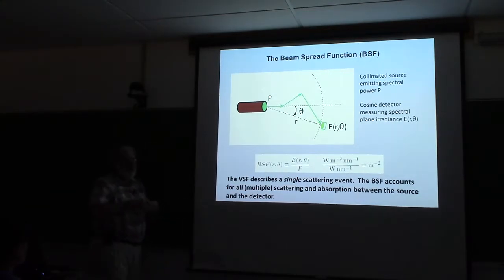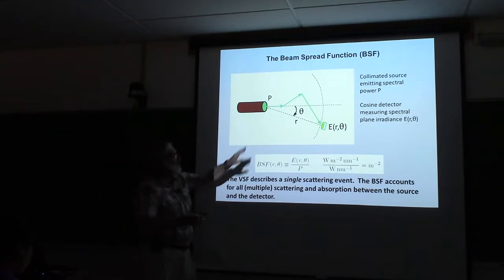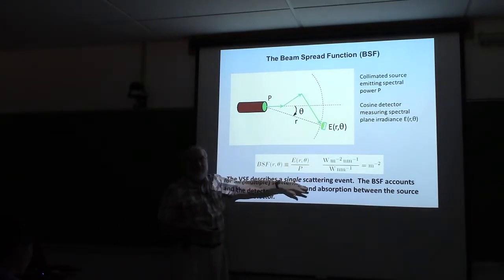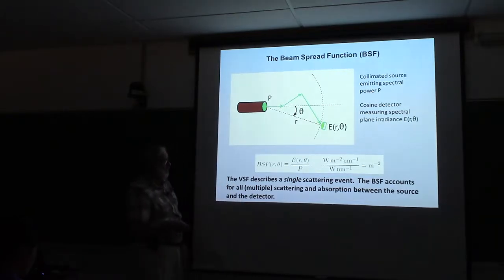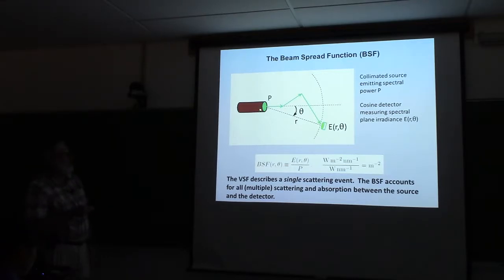So it's a description. It takes care of absorption and multiple scattering, whereas an absorption coefficient and a volume scattering function are just like for one scattering and one absorption event. So that's the beam spread function.